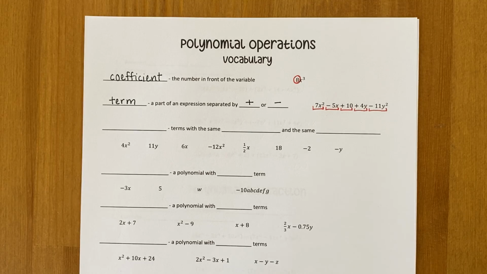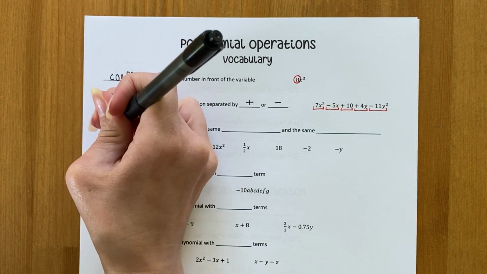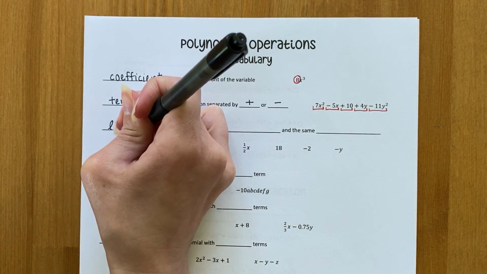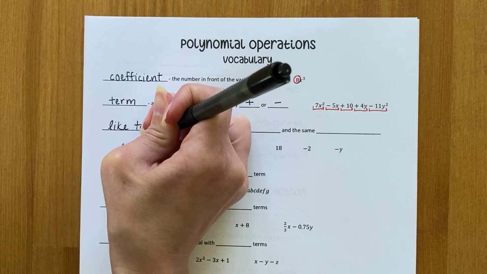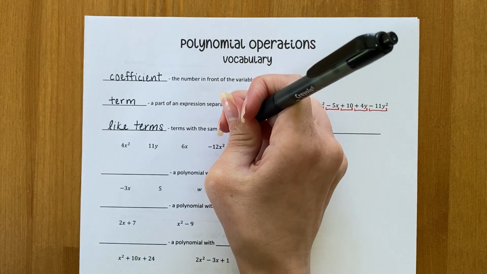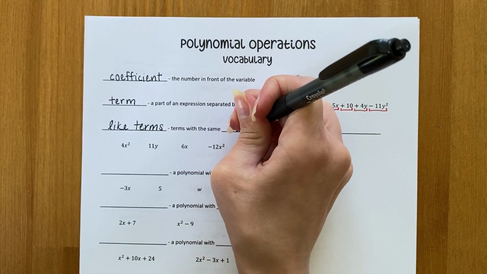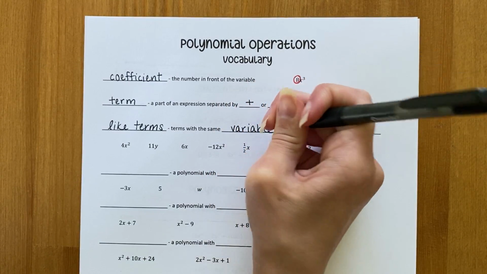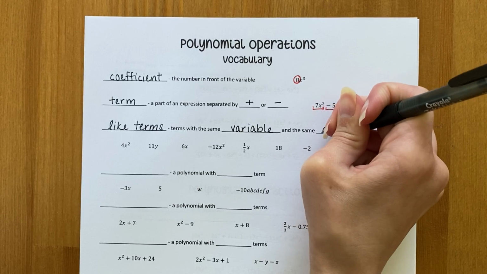All right, the next one should be very familiar to you. This is in particular like terms. And remember, like terms are a little bit more specific than just any old terms. These are terms with the same variable and the same exponent.